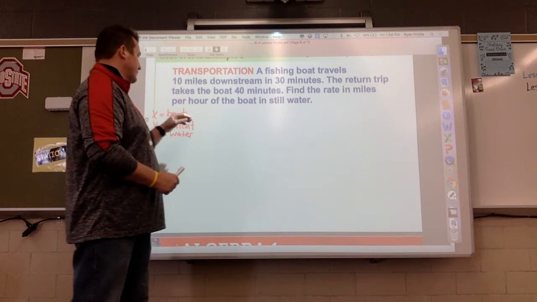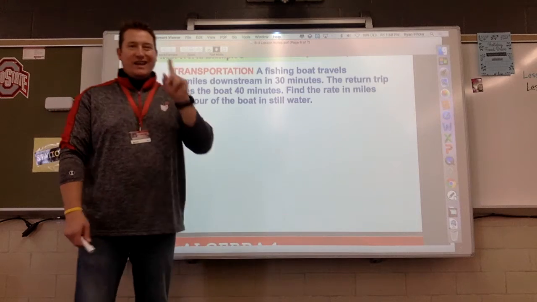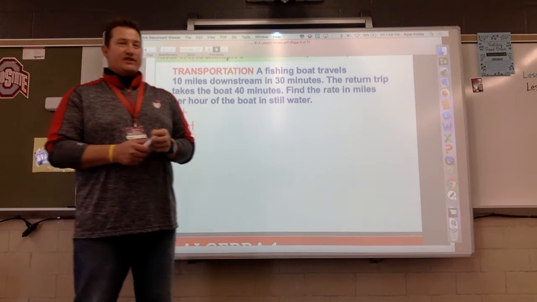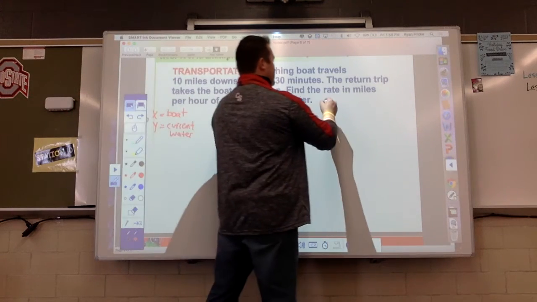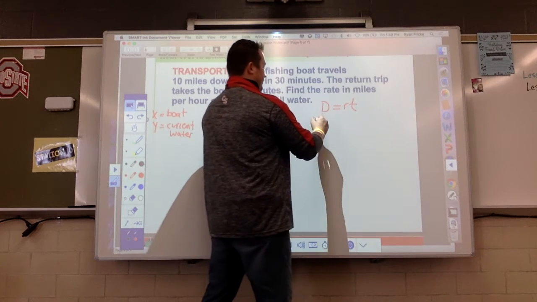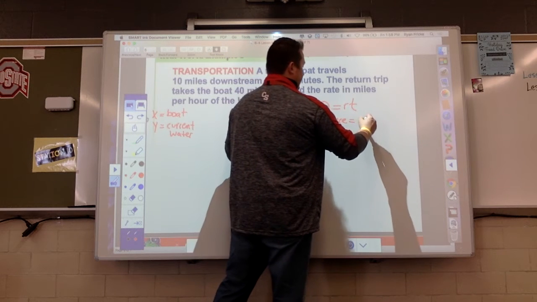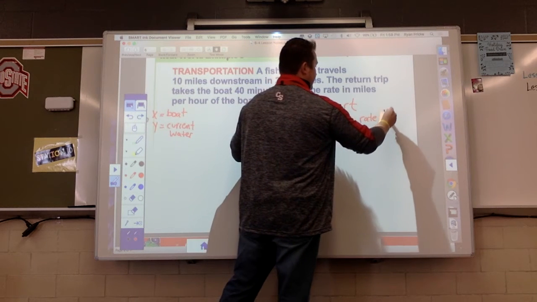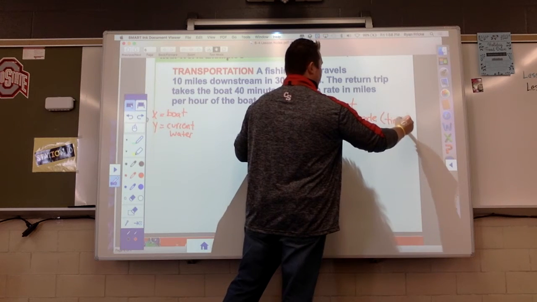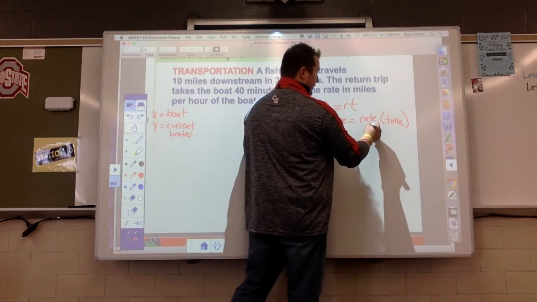Okay. So we need to kind of know this one equation I'm going to write up here. Okay? D equals RT. All right. So this, guys, means your distance equals your rate multiplied by your time. Rate being speed, okay?